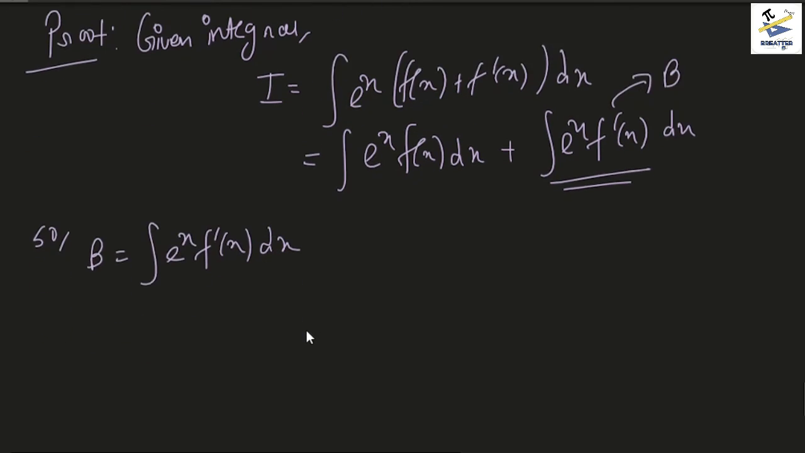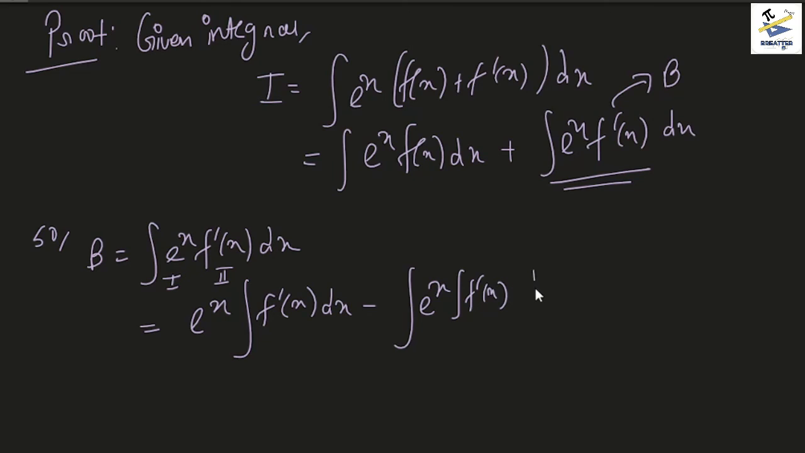If you apply integration by parts here with e to the power x as the first function and f dash x as the second function, what you do get is e to the power x into the integral of f dash x dx, minus the derivative of e to the power x, which is just e to the power x, and the integral of f dash x, and then a dx outside, right? Now we know that the integral of a derivative is just the function itself, so it just becomes e to the power x into f of x minus the integral of e to the power x into f of x dx, right?